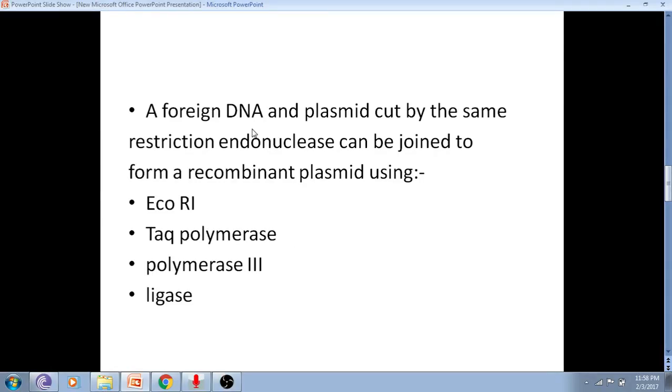What can I get from the question? Number one, to join the foreign DNA and plasmid, I need to use the same restriction endonuclease. Emphasize the word same. You get to know this point, and then you look at the options, and then you think, yeah, I know the answer is ligase, but I will also look for the functions of the other three while you are trying to study from multiple choice questions.